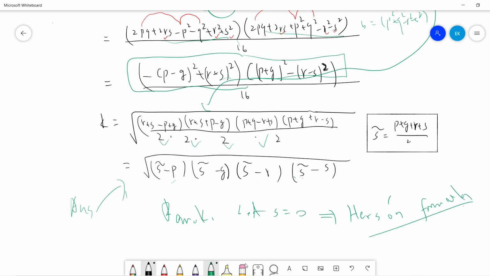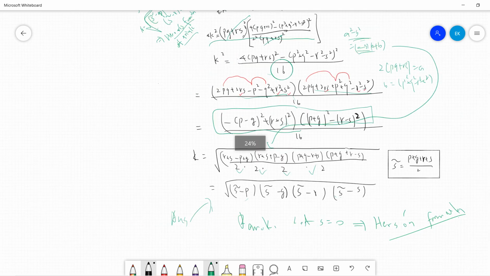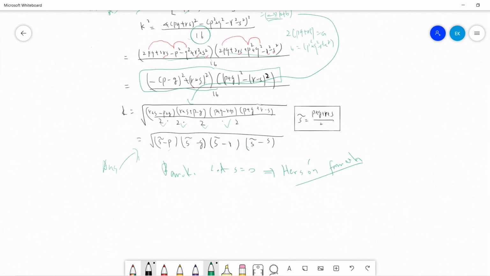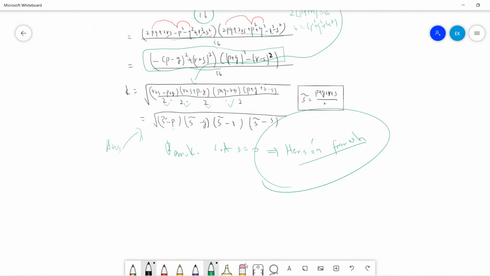If you have not yet seen the Heron's formula proof, then you can go to my YouTube channel, or go to my playlist of planar geometry and type Heron's formula, and there will be an exact detailed proof of how to prove it.